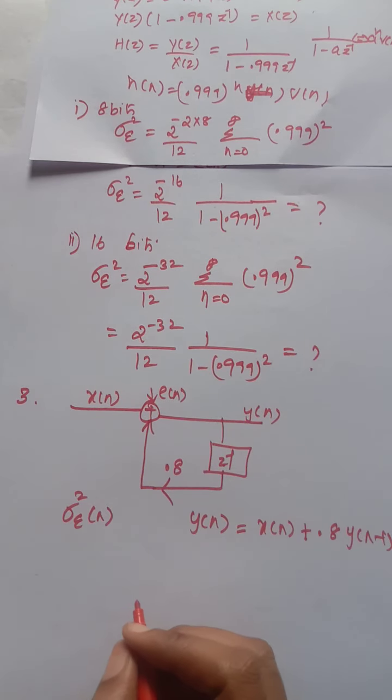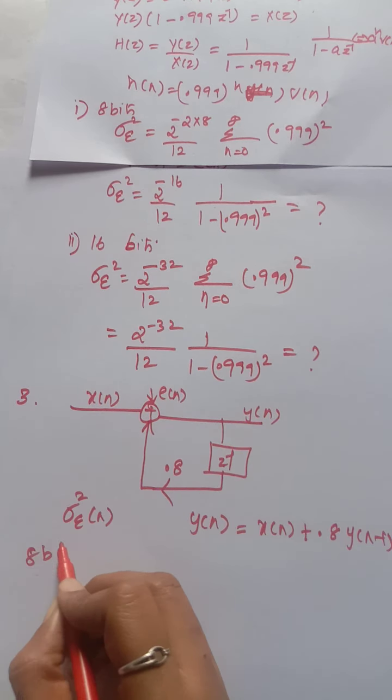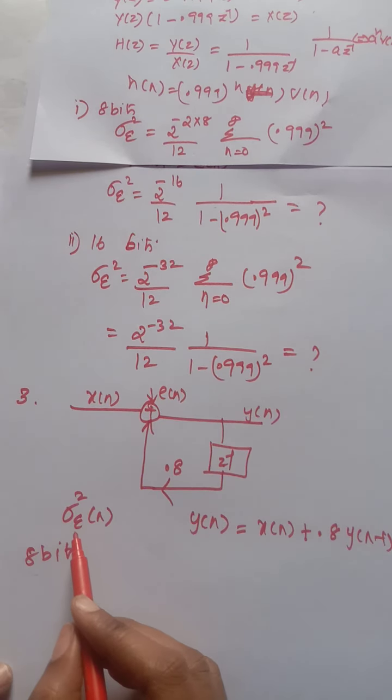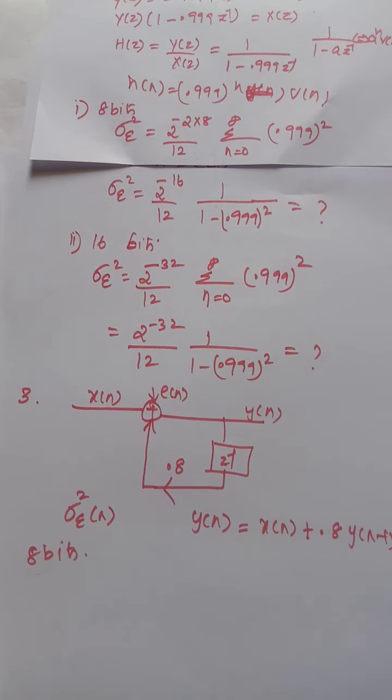You have to proceed for 8 bits, and we have to find this sigma squared epsilon of n. We will discuss the answer in the next class. You just try these two problems and we will discuss the answers. Hope you have understood this input quantization noise power and output quantization noise power.